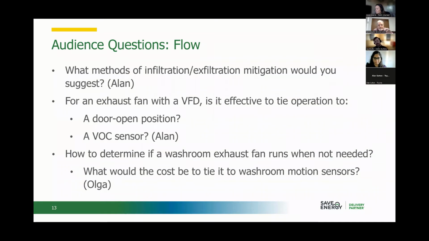And then Alan had another one in terms of, if you're having an exhaust fan with a VFD, which you mentioned, like controlling that flow so it meets demand is a great way to save energy. But in terms of how that VFD is controlled, tying it to either like a door open position or a VOC sensor, any advice on that of controlling for the exhaust fans?